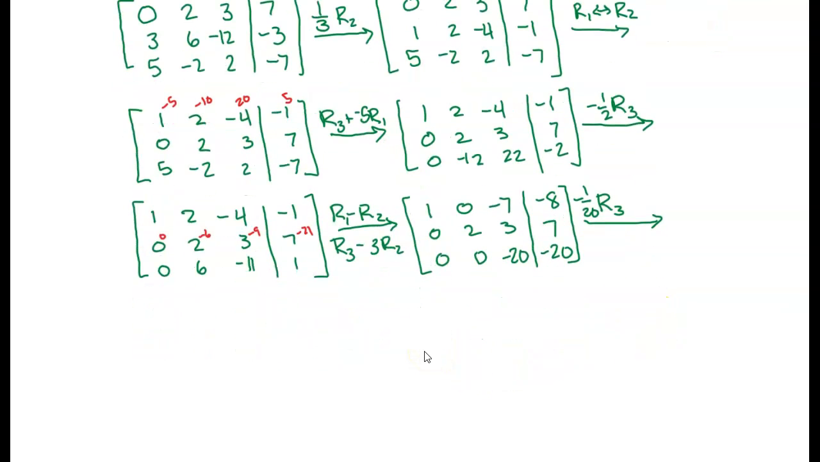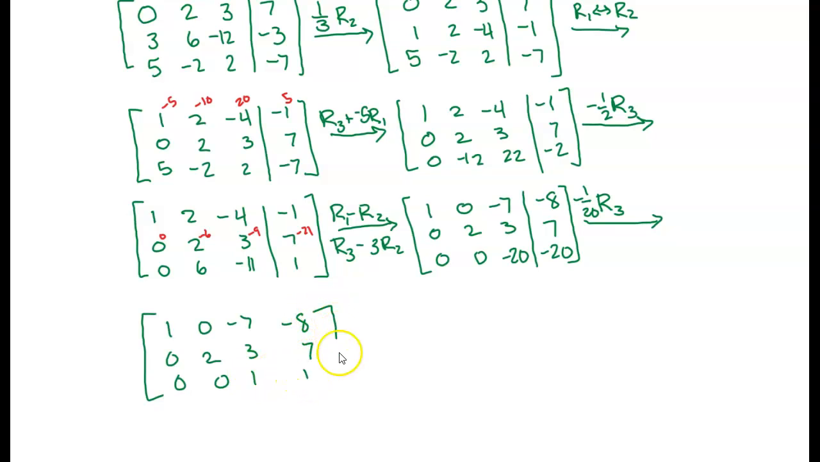Now you can see I'm not quite done with column 2. I want a 1 in the middle, but I can't see a way to do that at this moment without getting fractions. I'm just going to leave it as 2 for now. So I'm just going to leave row 1 as is, and row 2, I'm not touching that at this point, and I'm just taking negative 1/20th of row 3: 0, 0, 1, 1.